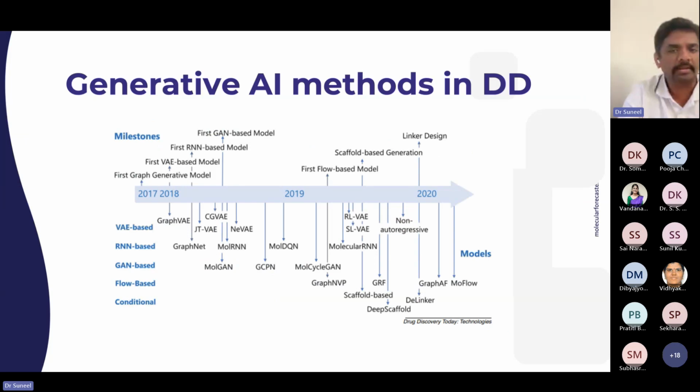Now, coming back to generative AI in drug discovery, the first model was proposed way back in 2017, and there are n number of models. Based on the input or the approach, they are classified into encoder or decoder based models. They are simply called VAE models, RNN, GANs, flow-based, conditional, and graph-based methods. A huge number of diverse models have been proposed, and all these models again have pros and cons.